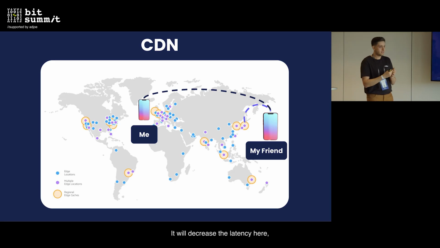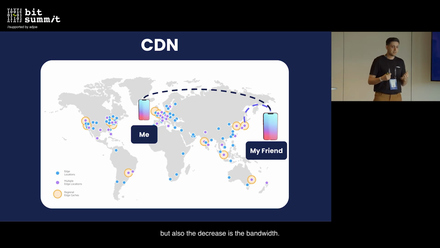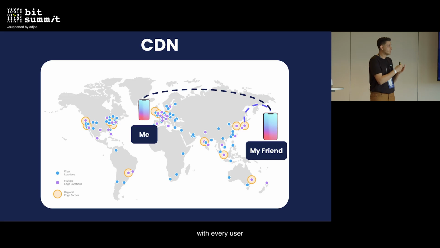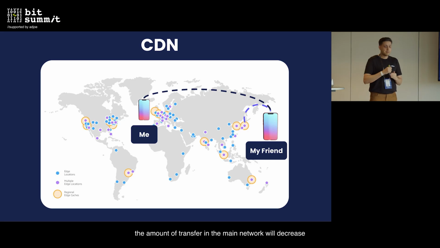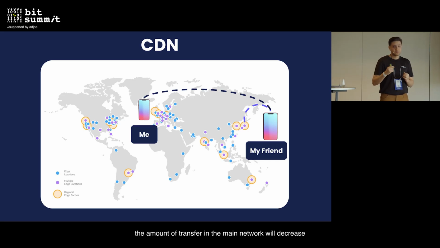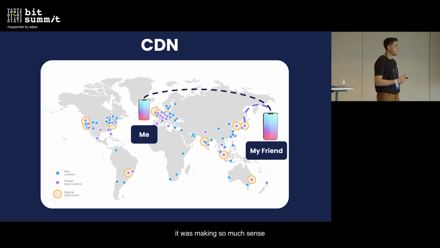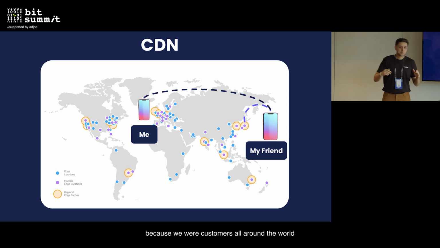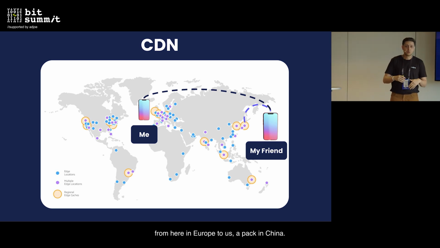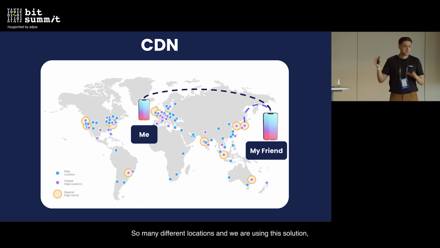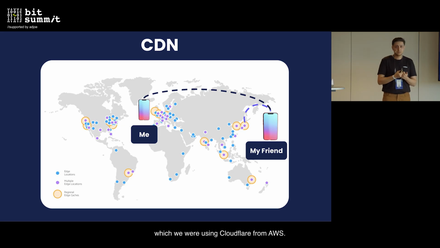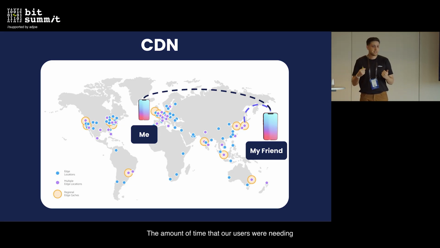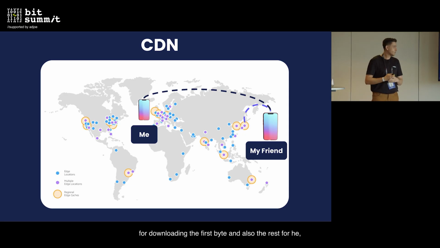It will decrease the latency here, but it also decreases the bandwidth usage. How does it do that? With every user downloading the assets from the edge local servers, the amount of transfer in the main network will decrease, and therefore the congestion will decrease, and this transfer will be much faster. In our case, it made so much sense because we had customers all around the world, from here in Europe to US, APAC, China, so many different locations. And using this solution, where we were using Cloudflare from AWS, the amount of time that our users needed for downloading the first byte and also the rest was hugely decreased.